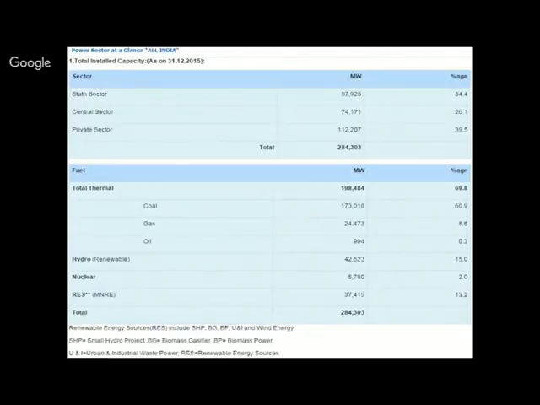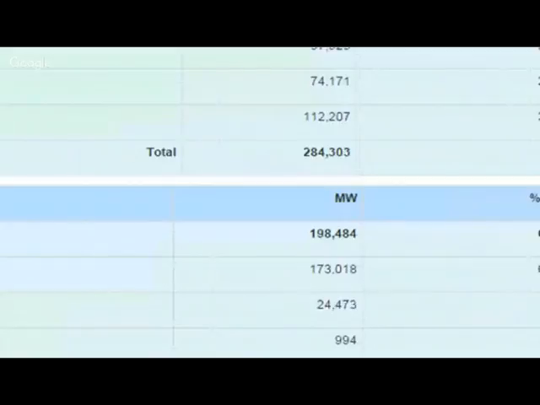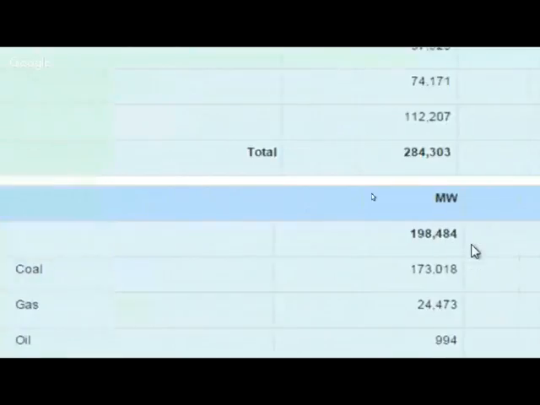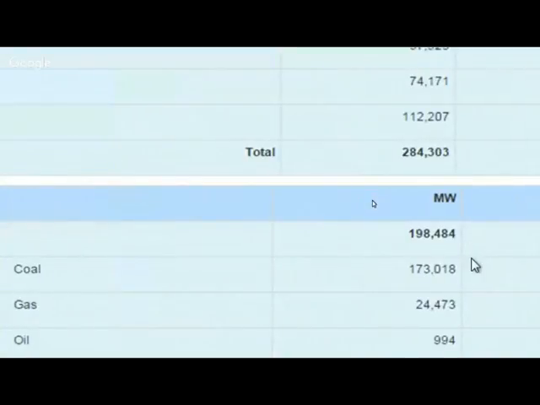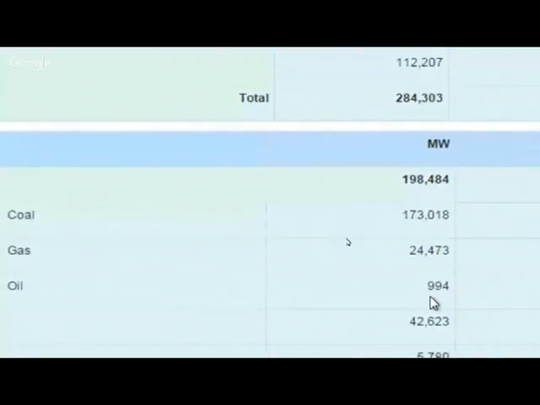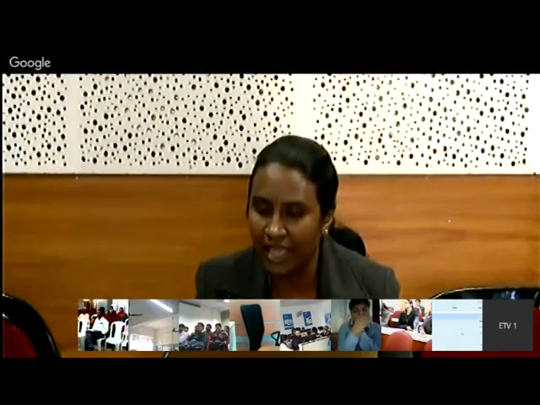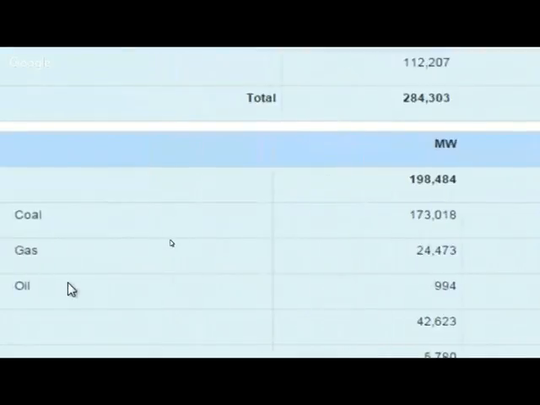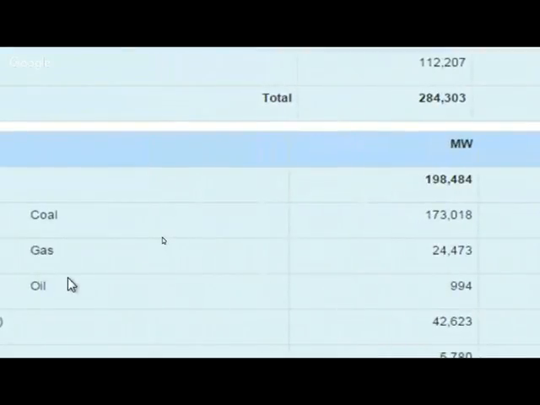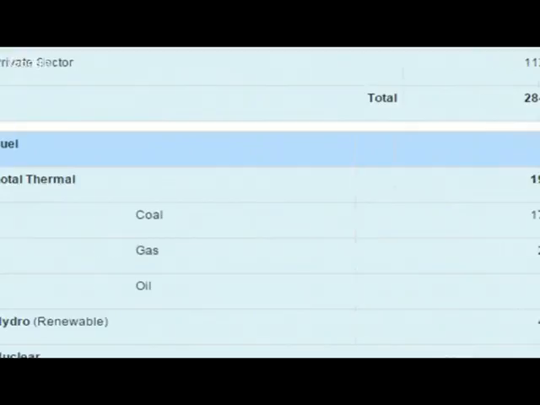And the contribution by different fuels, if you take thermal, it is around 1,98,484 megawatts, out of which coal is 1,73,018 megawatts. Gas is around 24,473, and oil is 994 megawatts. This is the total thermal capacity.